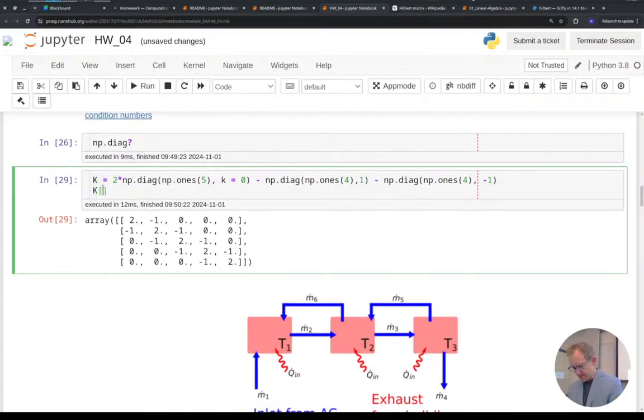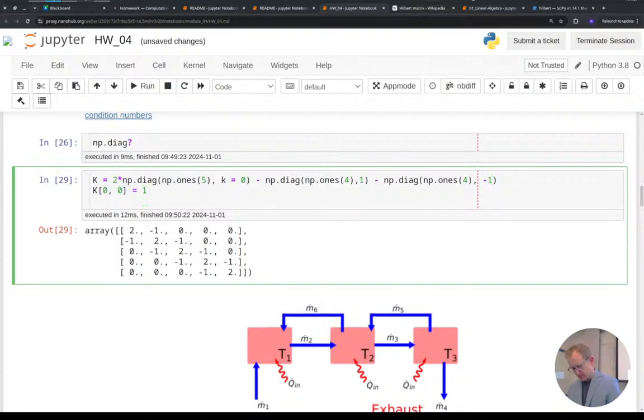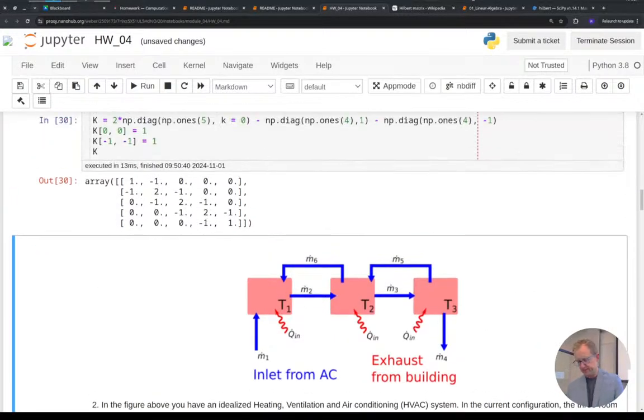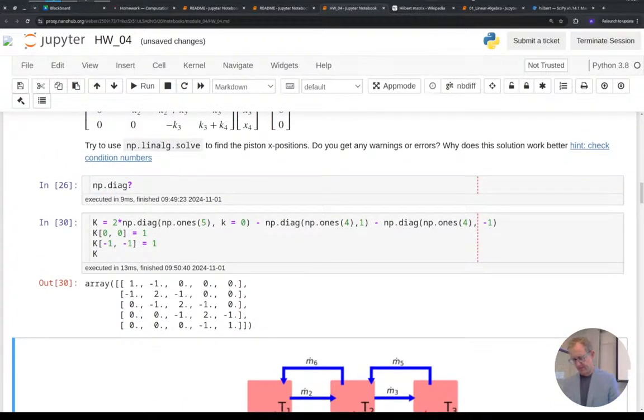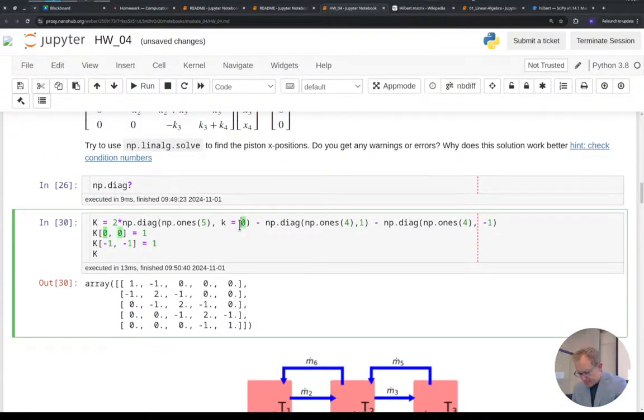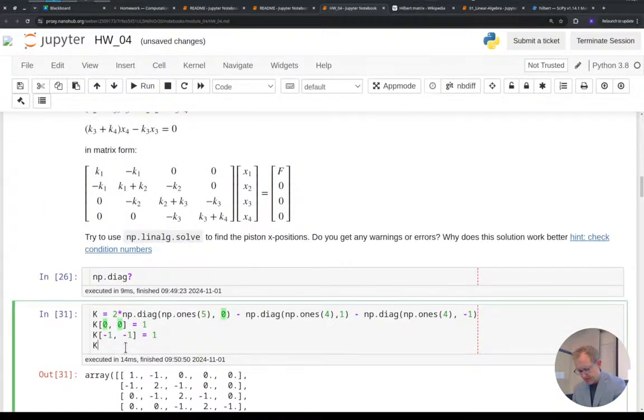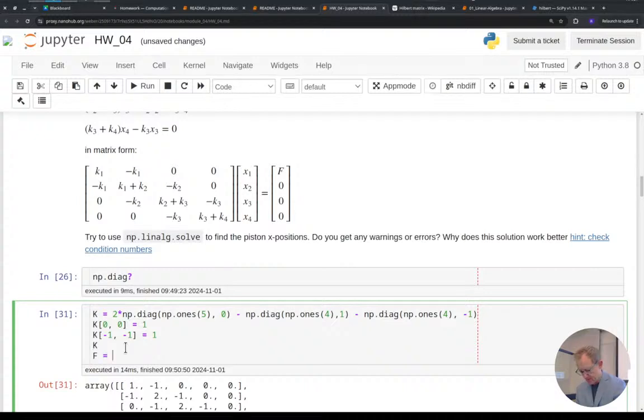So the only missing part there is that 0, 0 should be 1, and -1, -1 is 1. And now F is going to be -1, 0, 0, 0, -1.